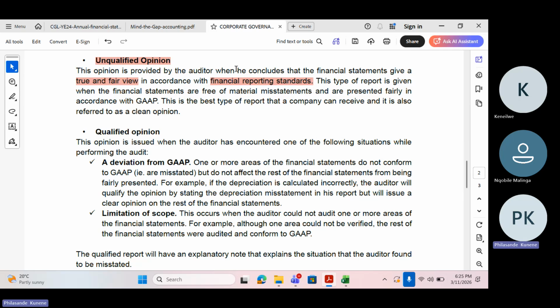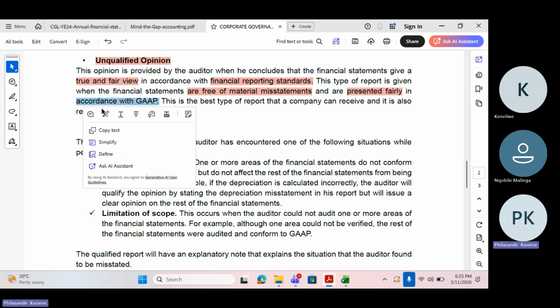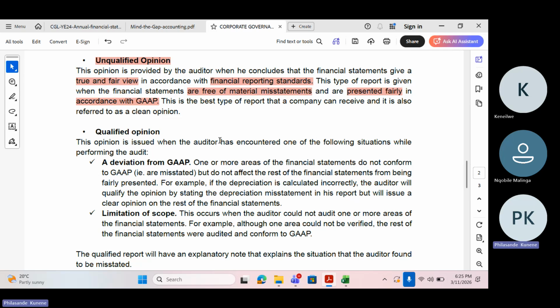Then if auditors find this, they'll give you an unqualified audit opinion. This type of report is given when the financial statements are free of material misstatements and are presented fairly in accordance with GAAP. You see, what do I mean by saying they are free from material misstatements? What does that mean? Does it mean the source documents and the transactions confirm each other? There are no discrepancies.